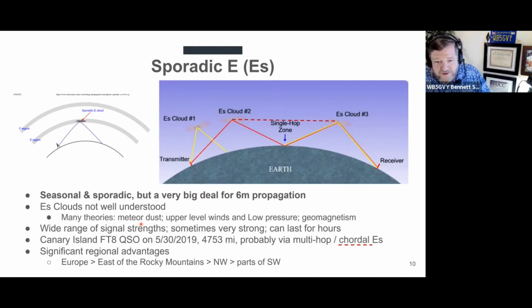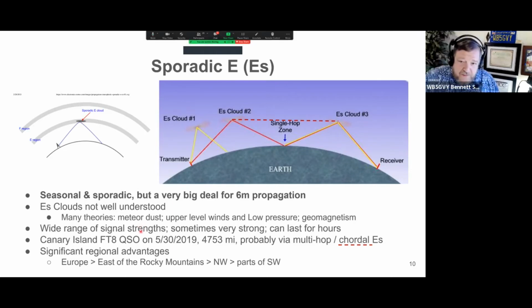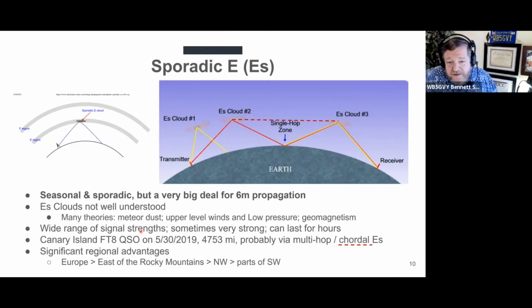There's a reference to clouds, sporadic E clouds. And there are many theories about how these came about. The predominant theory, I believe, is that they're meteor dust, but they're a function both of upper level winds and low pressure and geomagnetism. When the sporadic E conditions exist, there can be a wide range of signals. They can sometimes be very strong and they can last for hours, but they can also go away just as quickly as they come.